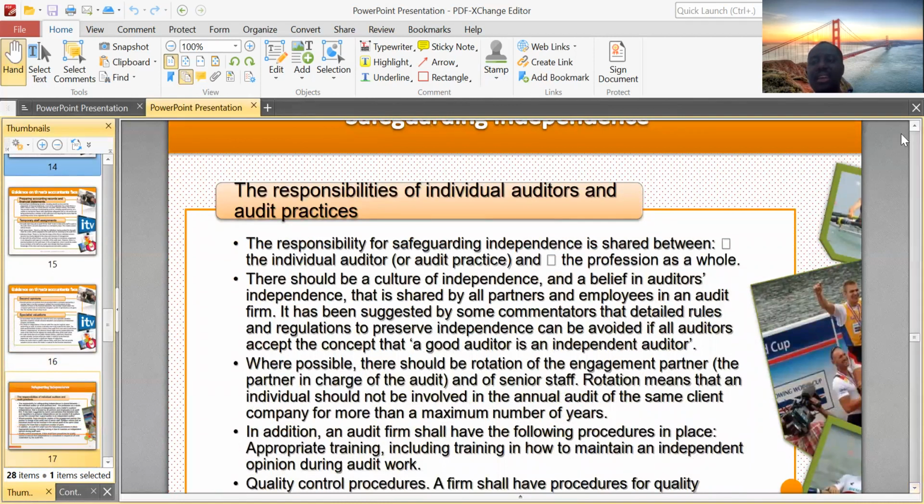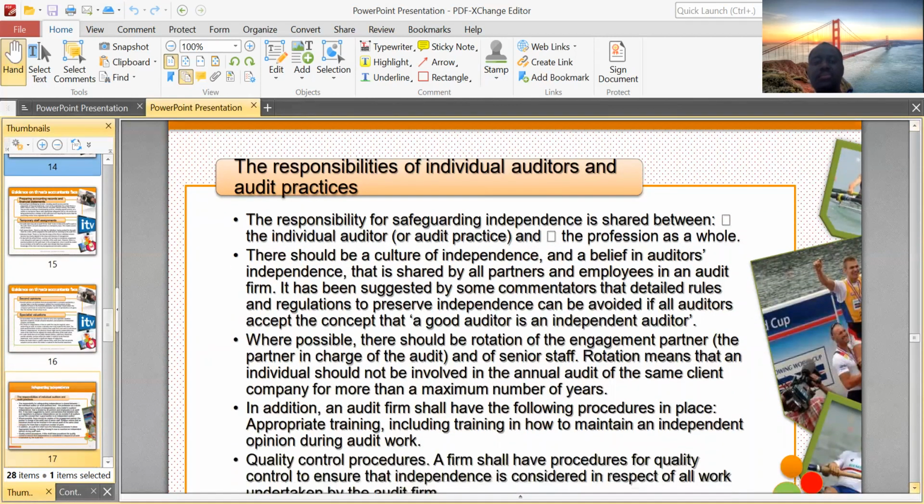So let's talk about safeguarding independence. The responsibilities of individual auditors and audit practices. The responsibility for safeguarding independence is shared between the auditor and the profession as a whole. There should be a culture of independence that is shared by all partners and employees in an audit firm. Remember one critical term in audit, which is tone at the top. Partners at the top should be committed to a culture of independence that will flow down throughout the entire organization. And so there have to be detailed rules and regulations surrounding independence. Independence must be treated as a very, very serious issue in an audit firm.